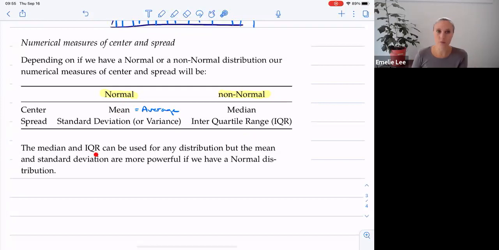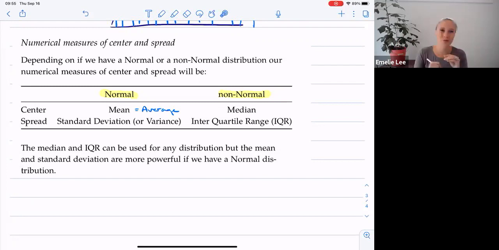So here, we can use the median and the interquartile range for any distribution, right? Even normal distributions. But they're the only reasonable measures of center and spread for a non-normal distribution. If you have a normal distribution, cha-ching, it opens up a lot of doors for us, and then we can use the mean and the standard deviation to do our calculations.